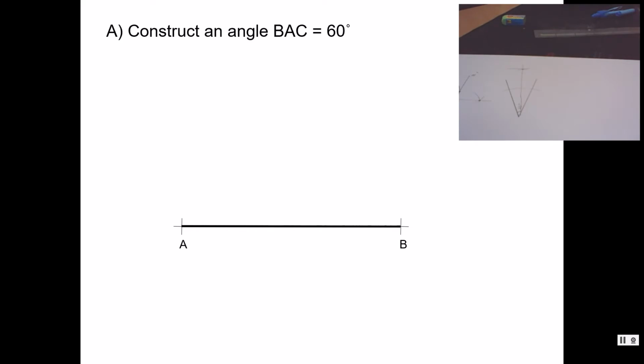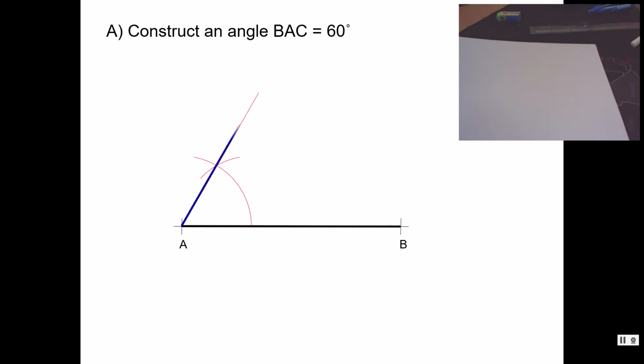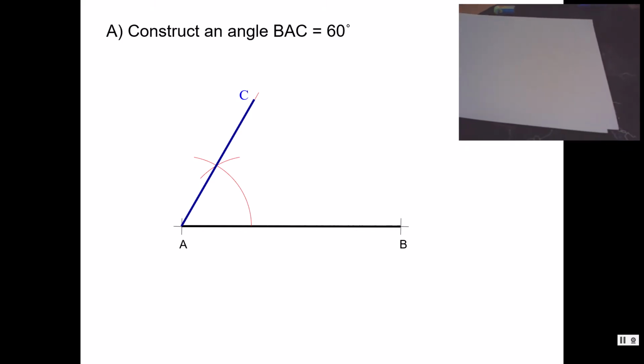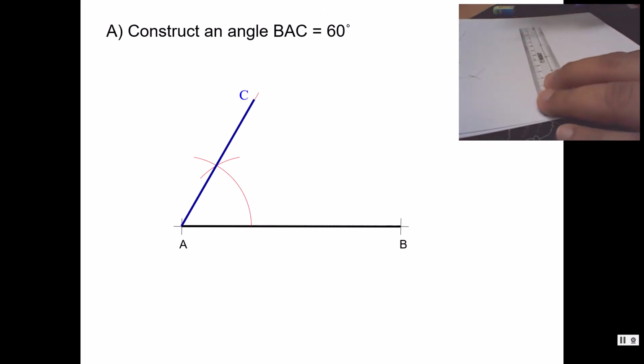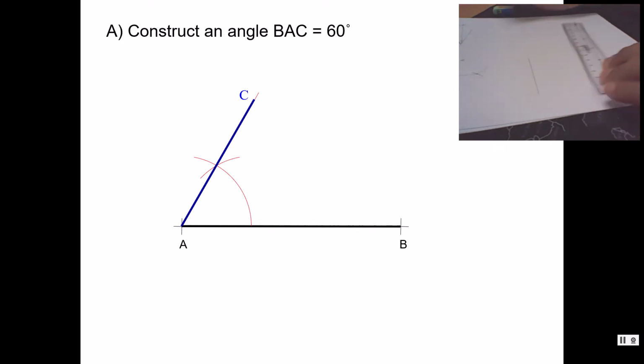Okay, so again, you have AB line. What we need to do is draw some circle at AB, and then another circle there. Then this is 60 degree. I'm going to show you how to do it. What you need to do is to have one straight line, one line here. Okay, this is A, this is B.